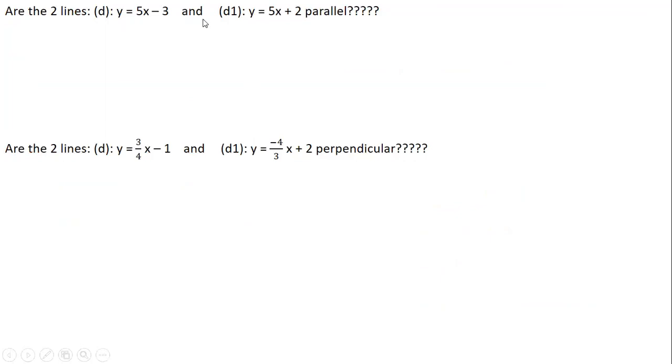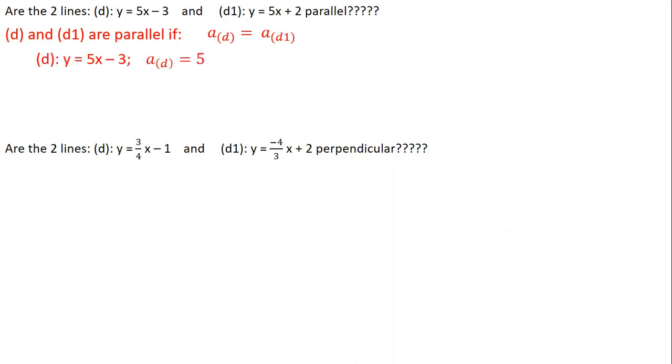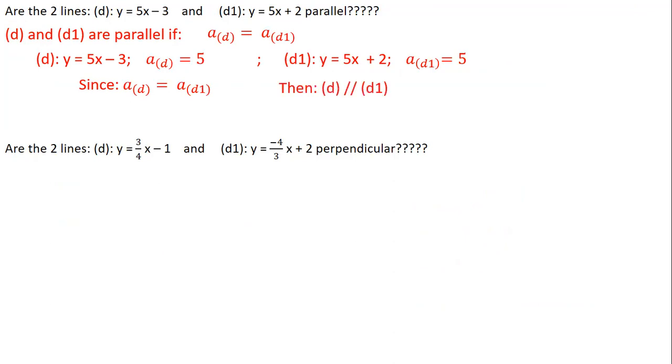Now I will do a practice with you. Are the two straight lines D and D1 parallel? For two straight lines to be parallel, their slopes should be equal. So D and D prime are parallel if their slopes are equal. What is the slope of D? The slope of D is 5. What's the slope of D1? It is also 5. So since the slope of D is equal to the slope of D1, then D and D1 are parallel to each other.